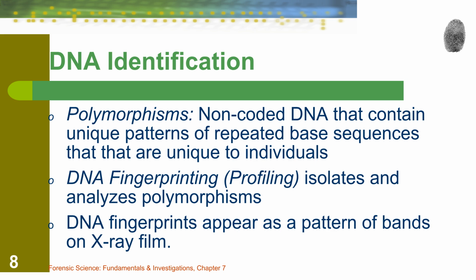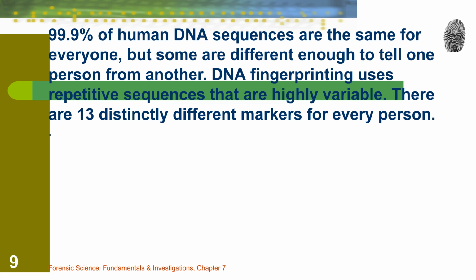Polymorphisms are non-coded DNA containing unique patterns of repeated base sequences. DNA fingerprinting isolates and analyzes these polymorphisms, which appear as a pattern of bands on X-ray film. While 99.9% of human DNA is the same, the differences in repetitive sequences are highly variable, allowing for individual identification. DNA fingerprinting uses 13 distinct markers for every person.